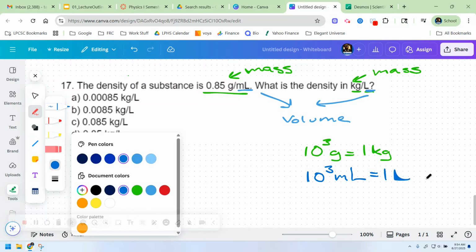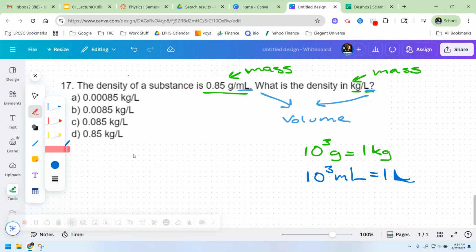Oh, boy, that drew that weird. Those are my two conversion ratios or factors, right?